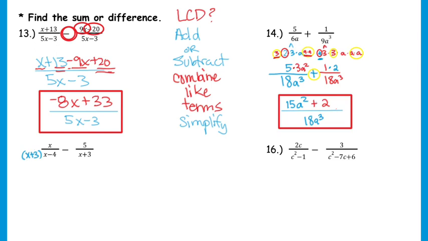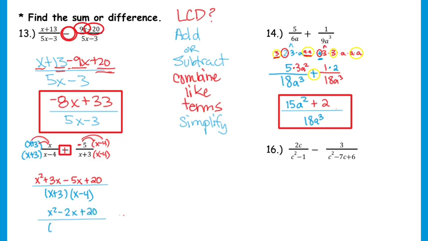On 15, I'm just going to give myself a little room here. The first fraction, these are already factored out, right? So I know that the first term is missing x plus 3, and I have to do that to the top as well. And the second is missing x minus 4. Now I need to distribute with the first, and then I'm subtracting again. So I'm going to make this an addition by adding the negative 5 instead, right? So negative 5, and I distributed that, and now I combine my like terms, and this cannot be factored, so I am done.